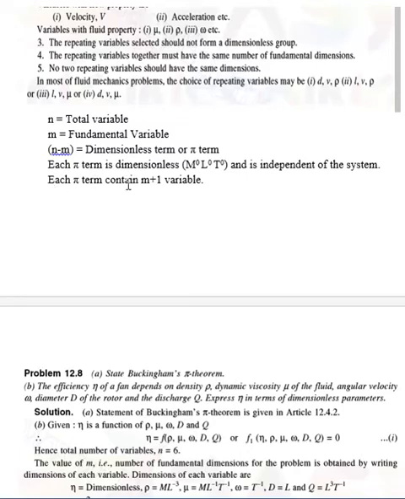And each pi term contains m plus 1 variables. M plus 1 variables means the fundamental variables equal to m, where m is equal to 3. Therefore the total number of fundamental variables is 3, and 3 plus 1 is equal to 4. Therefore each pi term contains m plus 1 variables, which is equal to 4.